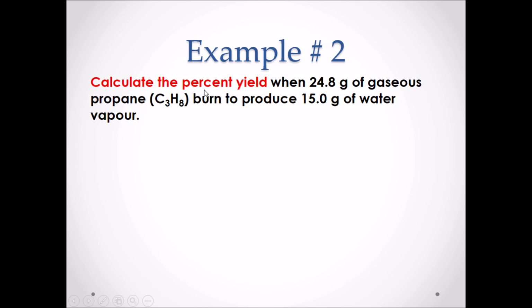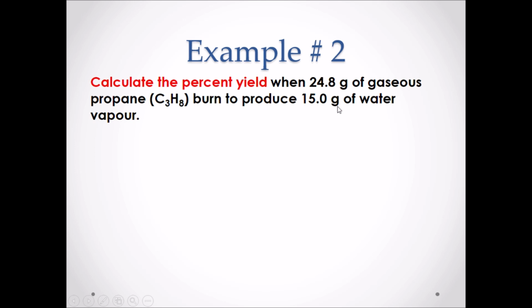Percent yield refers to the amount of product produced. This is going to be a combustion reaction where we are burning propane. Propane is then going to be a reactant, and we are producing water vapor. Therefore, water vapor is going to be the product. We have to calculate the percent yield of water vapor.